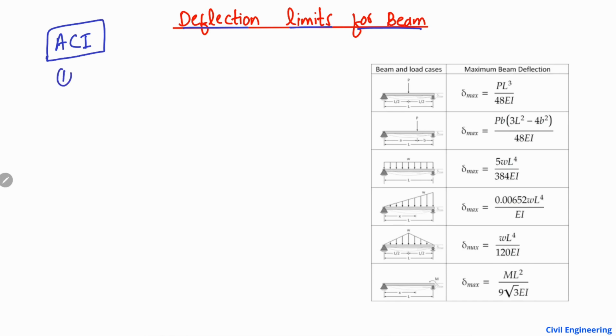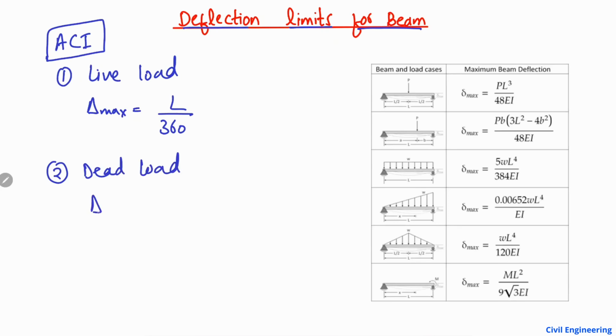The first one is according to the live load, the deflection limit for beams when there is a live load acting. The maximum deflection limit is equal to L divided by 360. I will explain this with the help of an example later on so it will be easy to understand. And for the dead load, this limit is equal to L by 240. So these are the two limits for the deflection when we design beams.